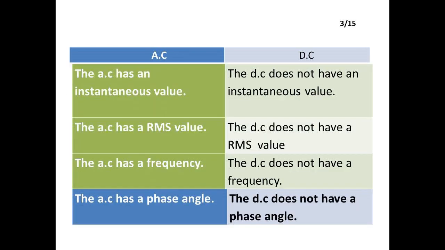The AC has an instantaneous value. The DC does not have an instantaneous value. The AC has a RMS value. The DC does not have a RMS value. The AC has a frequency. The DC does not have a frequency. The AC has a phase angle. The DC does not have a phase angle.